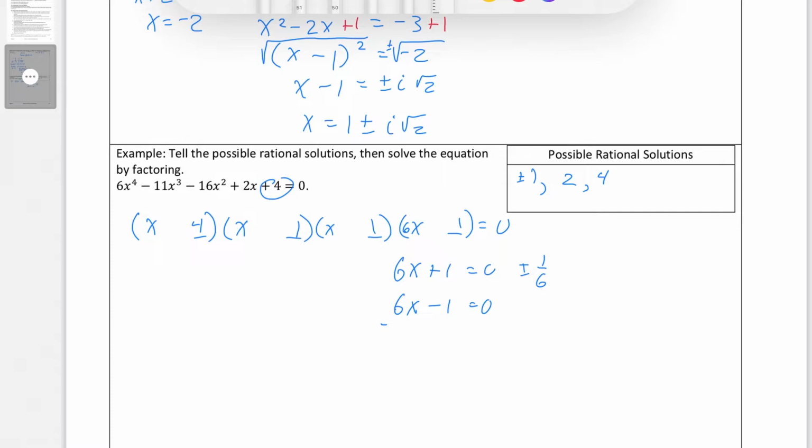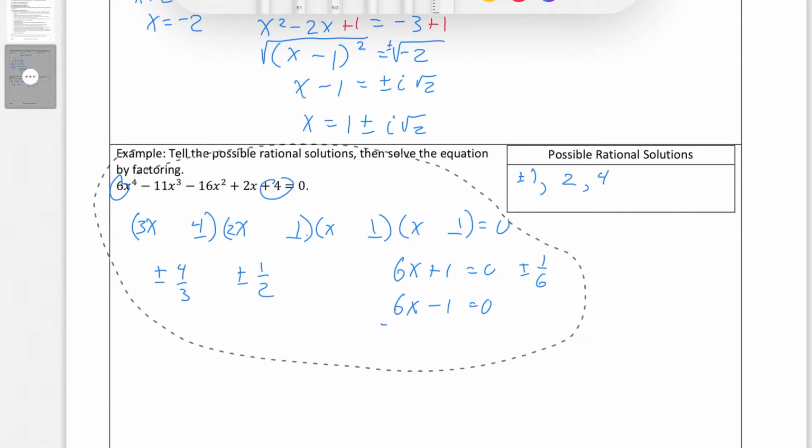But by the same token, maybe to make that 6, what I had was a 2 and a 3, like a 3 right here and a 2 right over here. And so I could see solutions of plus or minus 4/3. I could see solutions like plus or minus 1/2. So whatever makes that 6 eventually becomes the coefficient of x in your linear factor, and therefore eventually becomes the denominator in your solution.